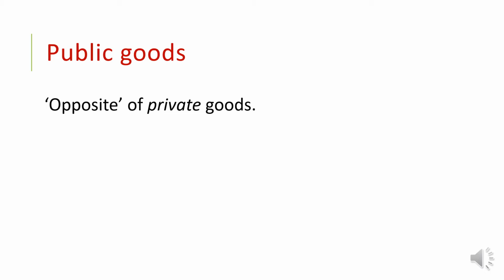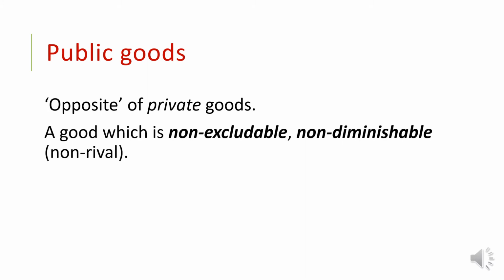A private good is defined as a good which you can be excluded from enjoying the benefits of it if you don't own it or don't have rights to it, and also that it diminishes as it is consumed. A public good, on the other hand, is a good which is non-excludable and non-diminishable, or also called non-rival.